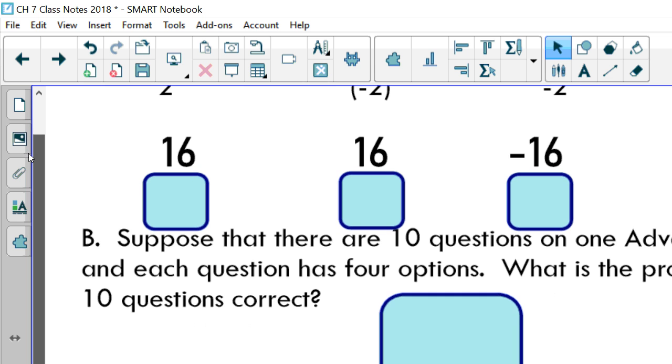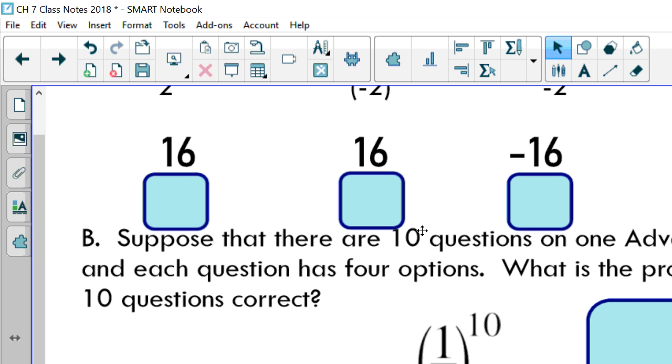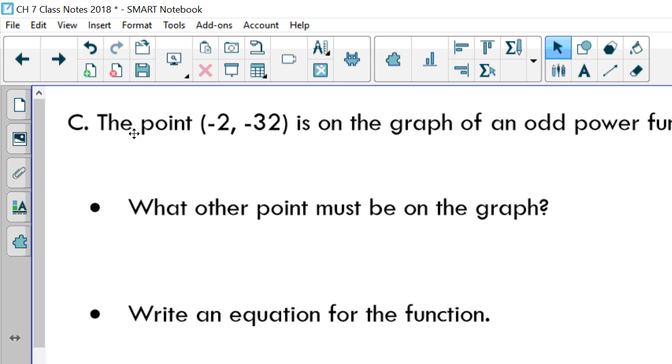An application question. Suppose there are 10 questions on an advanced algebra test and each question has 4 options. What is the probability of getting all 10 questions correct? Well, if I think about the probability of just getting one question right, with 4 options, my probability would be 1 out of 4. And there are 10 questions, so I could say 1 out of 4 times 1 out of 4, etc. for all 10 questions. Or shorthand, I could just write (1/4) to the 10th. You could go ahead and type that into your calculator, but I'm more interested in looking at the expression rather than the very small decimal that you're going to get. So we can just leave that as an expression.